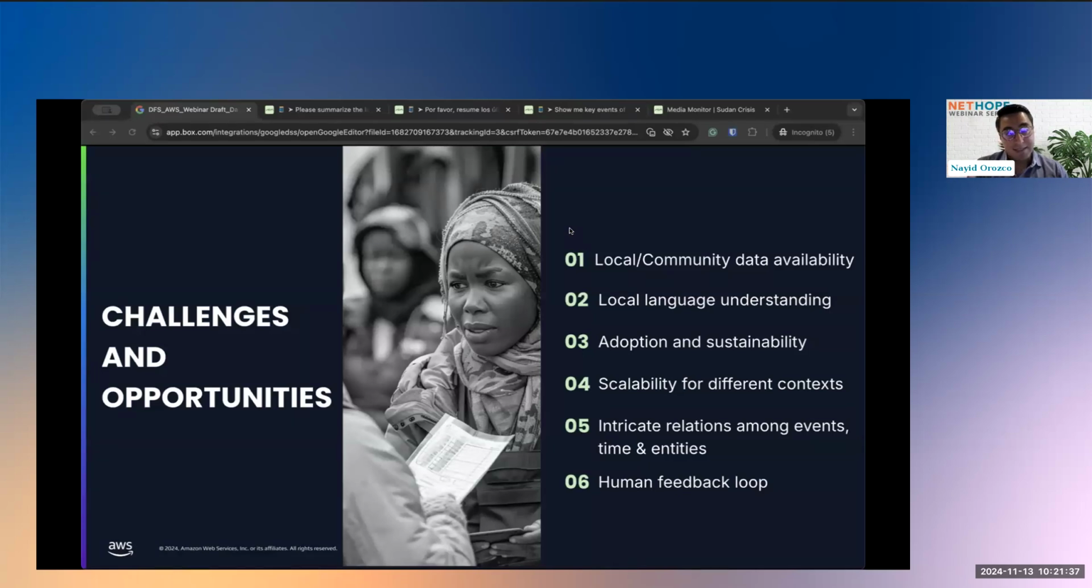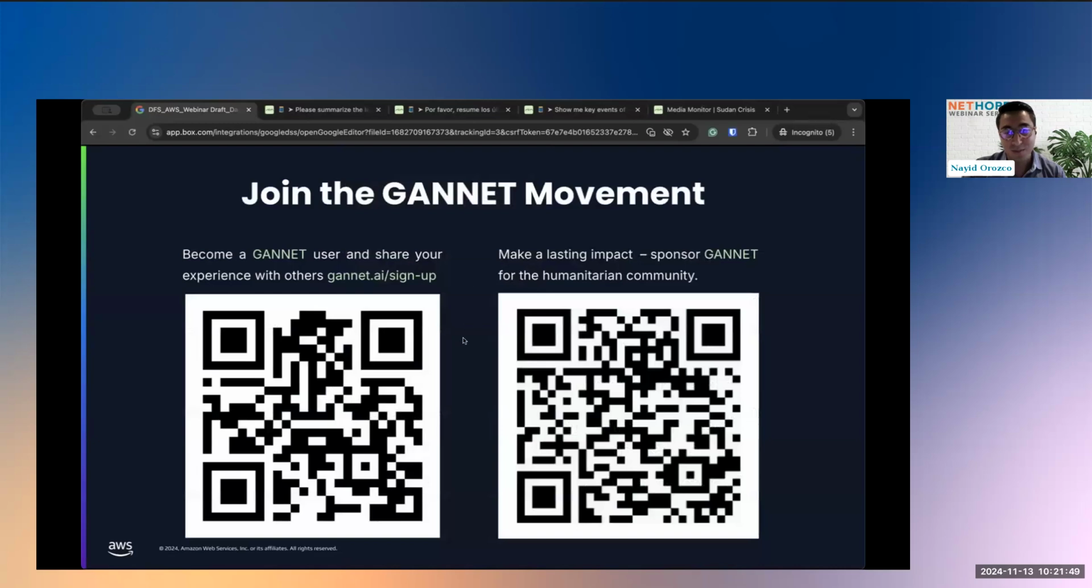And finally, these challenges excite us because each one represents an opportunity to make GANNET more effective in supporting humanitarian workers worldwide. And this is an invitation for those that want to join what we call the GANNET movement. On the left side, you have the QR code to sign up to the platform.